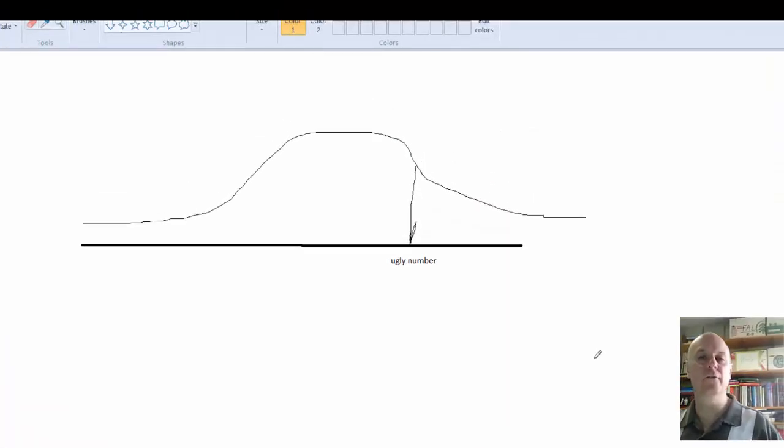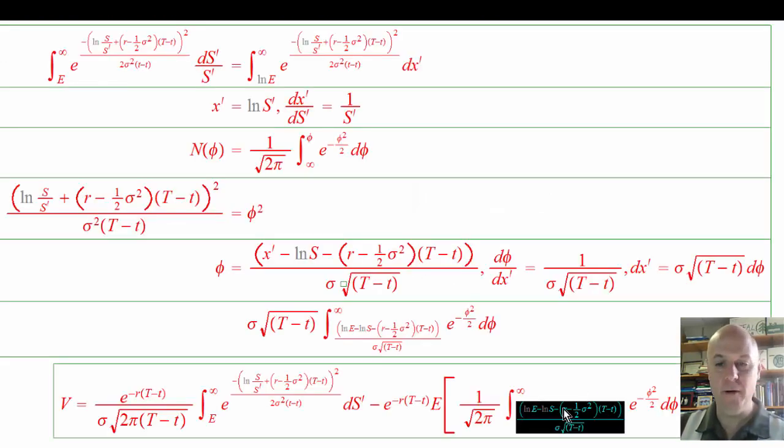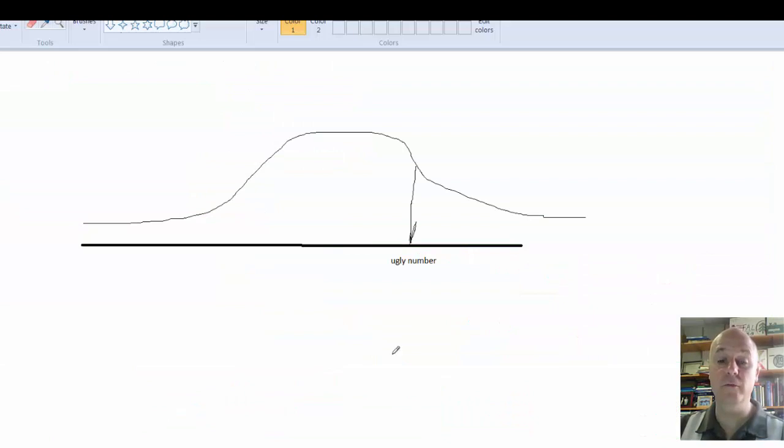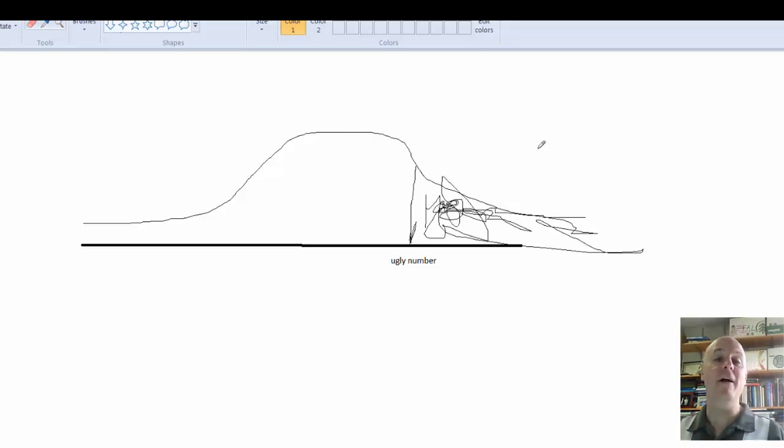Okay, so yeah, it's Microsoft Paint, but I'll make a point with it. This is supposed to be the normal curve. That's our ugly number that we calculated. So this thing in the square bracket is the area under the normal curve from the ugly number to infinity. So it's this area in here. That's not quite the N of x. The N of x formula gives me the area from minus infinity to the ugly number.